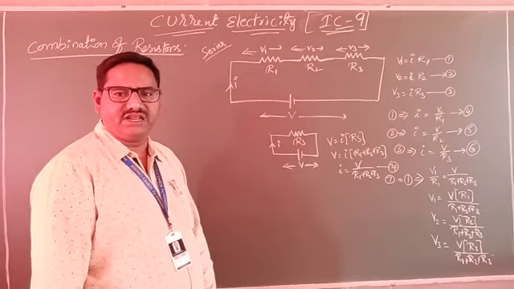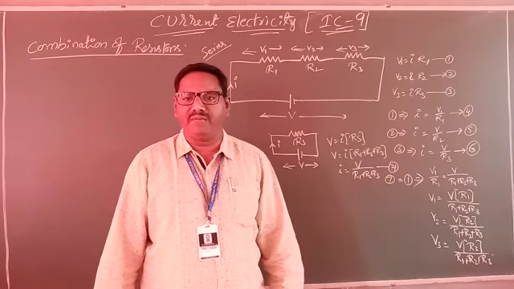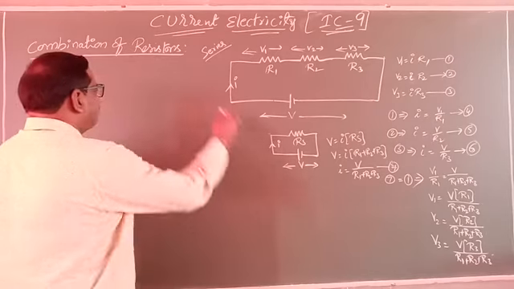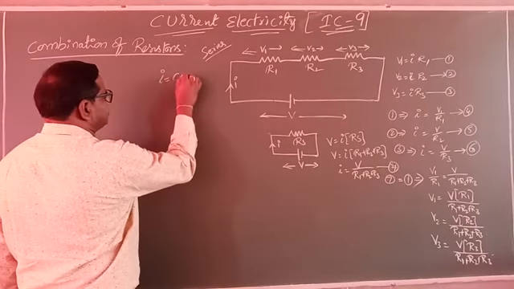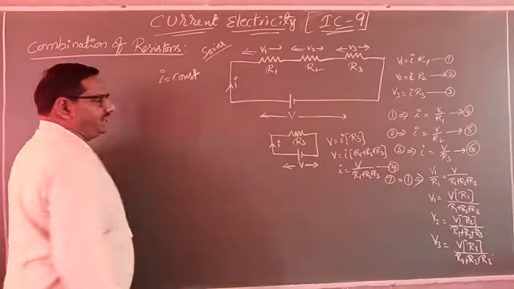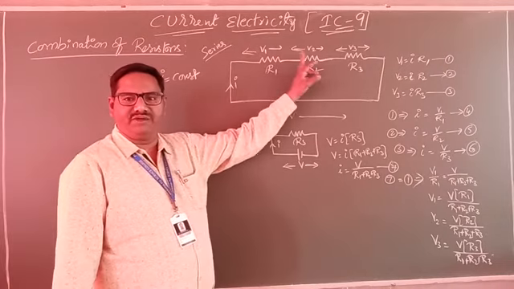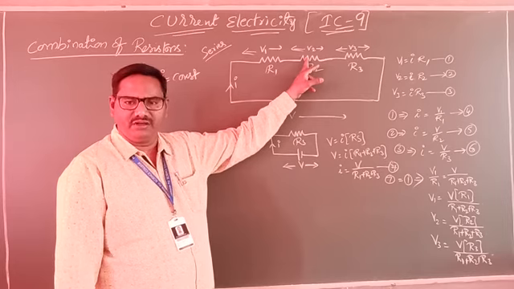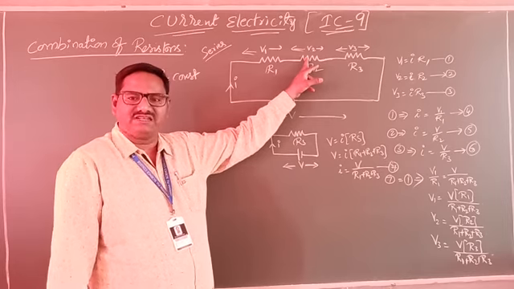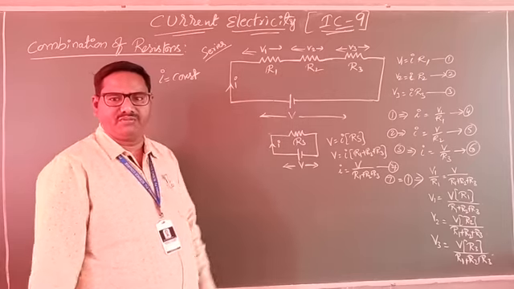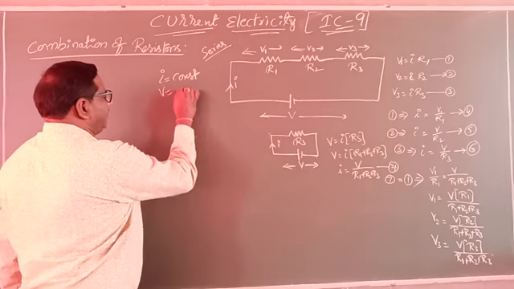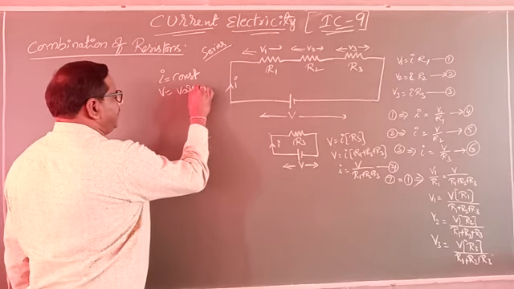In this series combination, what we need to remember, very important points, we already discussed. First, the current I must remain constant. In each and every resistor, the current must flow equally, the same. How can you tell? No problem. Clear? Second, the potential must vary.